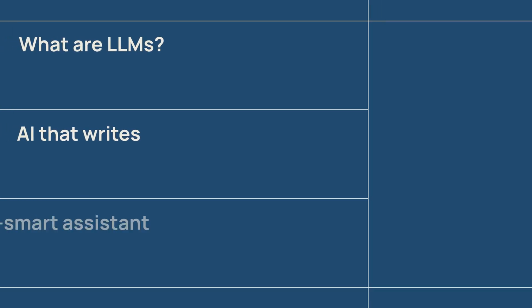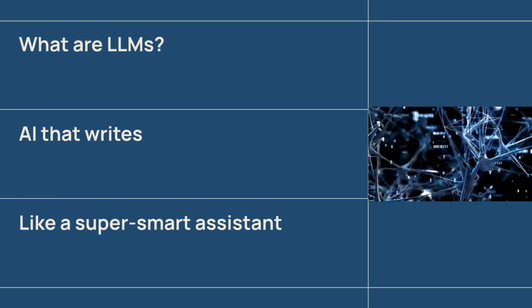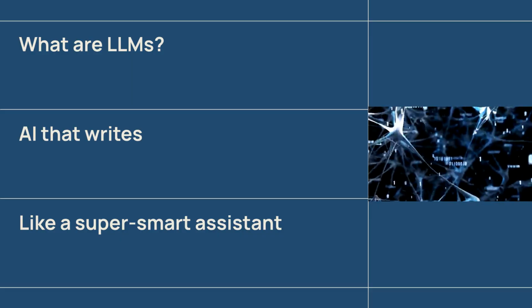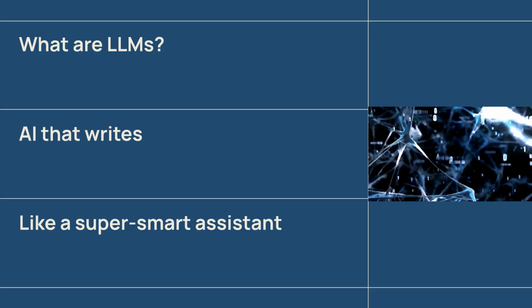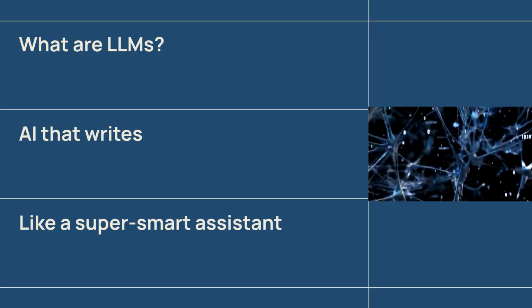First, let's briefly touch on what large language models, or LLMs, are. Think of them as incredibly sophisticated text-based AI. They're trained on vast amounts of text data to understand and generate human-like language.